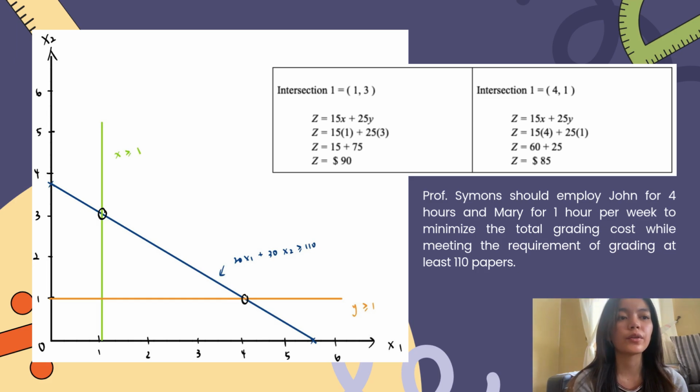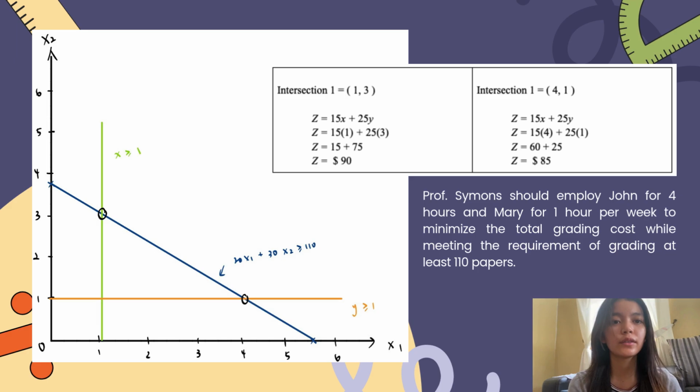Next, we calculate the total cost at each point. At point (1, 3), c equals 15 times 1 plus 25 times 3, which is equal to 90. And at point (4, 1), c equals 15 times 4 plus 25 times 1, which is equal to 85. So comparing both values, the minimum cost is 85.